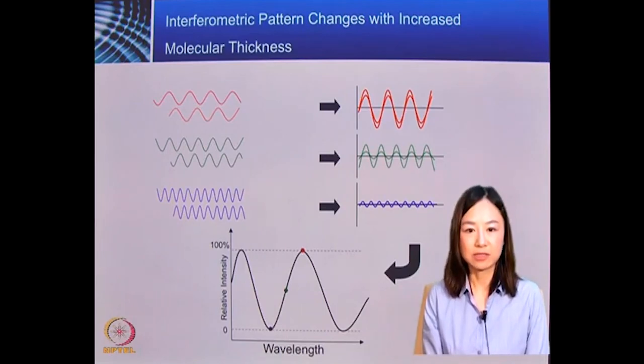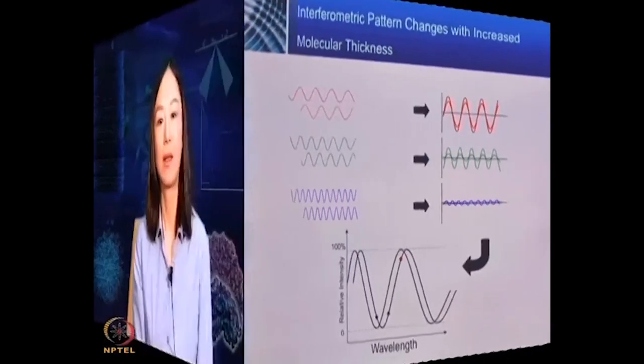The distance of the shift is proportional to the size of molecules on the membrane, the amount of molecules bound in the membrane, and also the density of the molecules bound on the membrane. So the system will monitor this wave pattern shift in real time, and from there we can get understanding about the details of the biomolecule interactions.